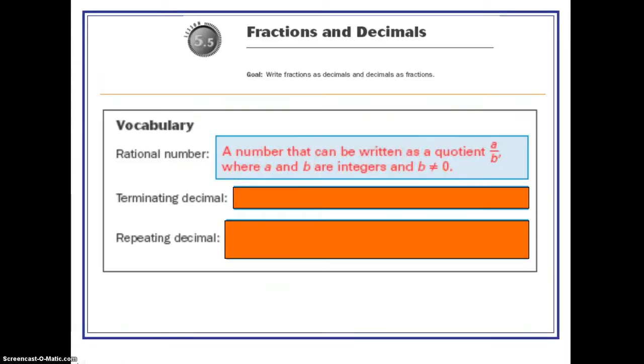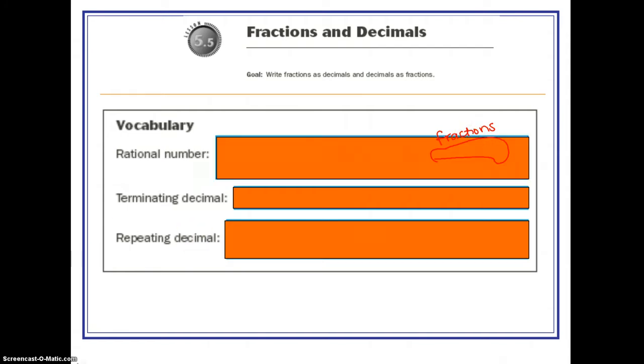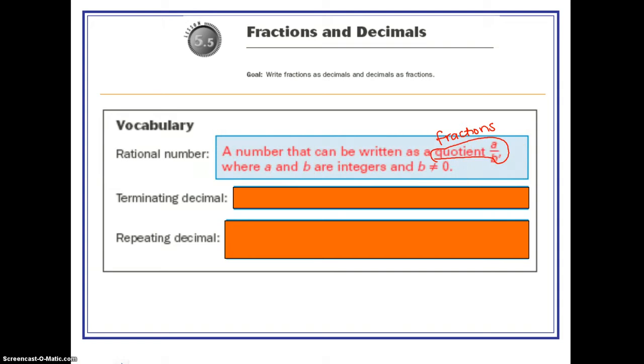A rational number can be written as a quotient, a over b, where a and b are integers and b is not equal to 0. Basically, rational numbers can be written as fractions. Specifically, improper fractions or proper fractions, it can't be a mixed number. So you want to turn mixed numbers into improper fractions.